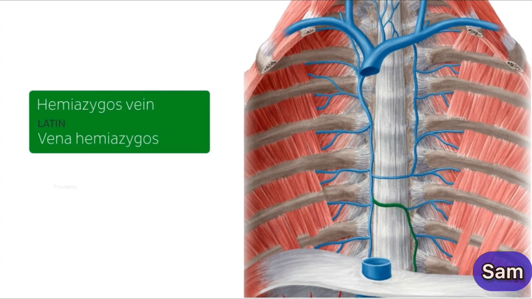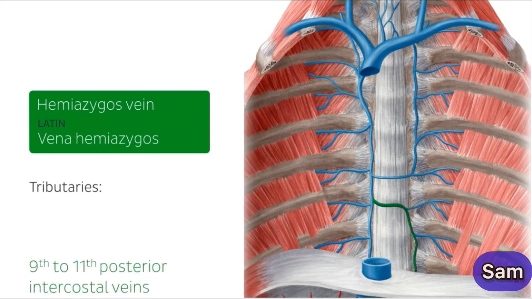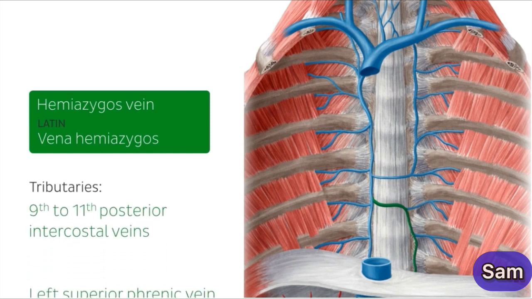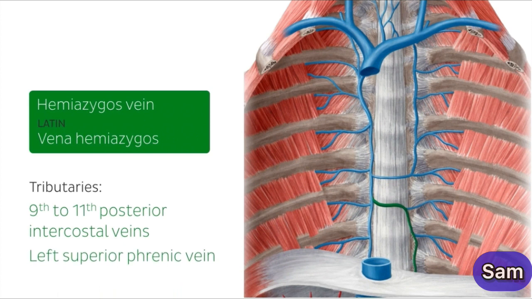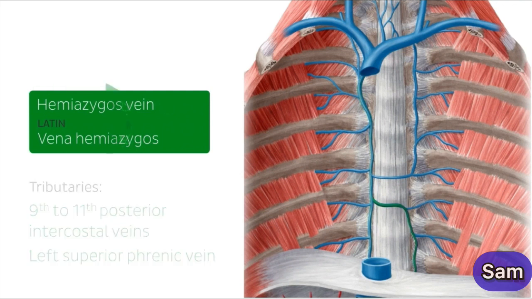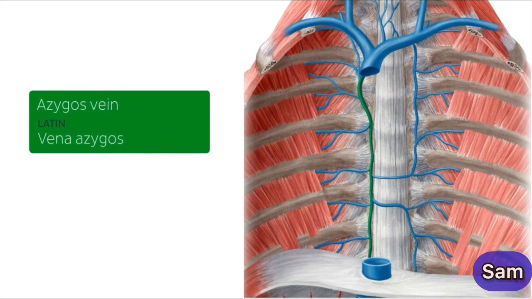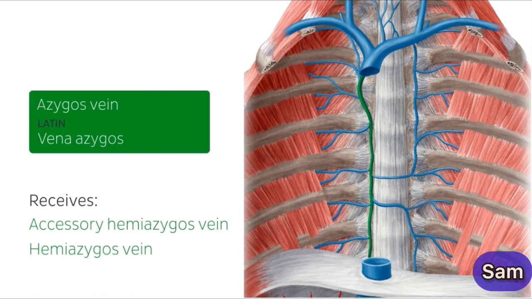And the hemiazygos vein receives tributaries from the 9th to 11th posterior intercostal veins and the left superior phrenic vein. Occasionally, it also receives the left renal vein and inferior vena cava. And as we mentioned before, the accessory hemiazygos vein and the hemiazygos veins receive venous drainage of the intrathoracic structures on the left side, while the structures on the right drain into the azygos vein, which we're now going to talk about. And the azygos vein itself receives both the accessory hemiazygos, the hemiazygos veins, and the right bronchial veins.